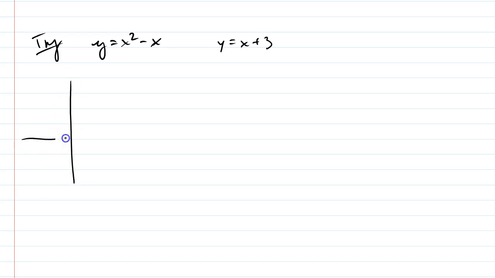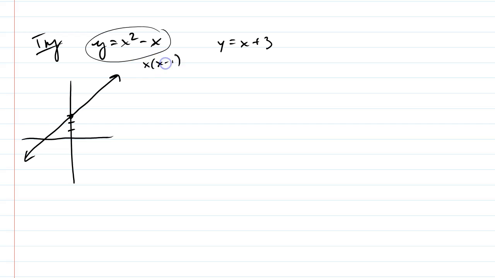Okay, so I know that y equals x plus 3 is going to look something like this. Slope of 1, y-intercept of 3. And I know from this that if I factor like x minus 1, I know I'm going to have intercepts like right there and right there. And the parabola is going to look something like this. Okay, so you could use Desmos if you are unclear about what those graphs would look like. The point is we need to find the point of intersection, and this is where I would set them equal to each other. So x squared minus x equals x plus 3.